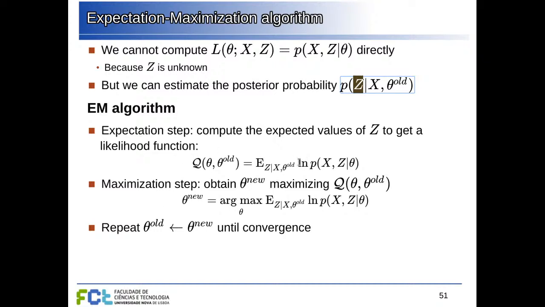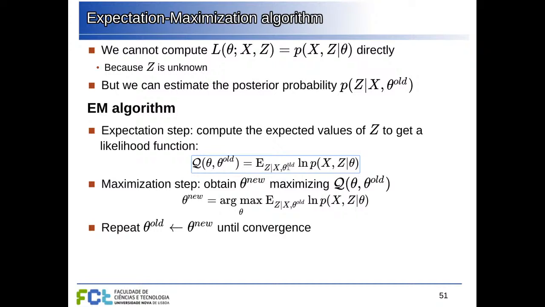We need the probability of X and Z as a function of our parameters because we want to maximize this, since this is the likelihood of the parameters. But since we don't have Z, we are going to write this function, the likelihood function, for some expected value of Z given the coordinates, the features that we have for the data, and some previous guess of what the parameters would be. So this would be the expectation step.